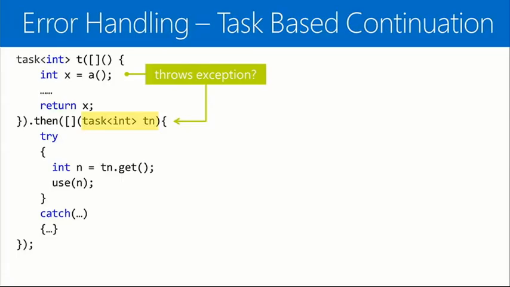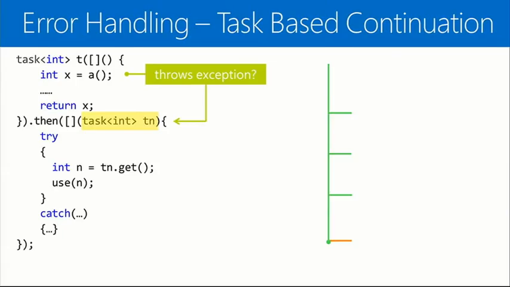Okay? That is a special signal for PPL to say, oh, this is a special type of continuation, and we handle that slightly differently. So what we do here is if any task in the previous chain, in this case it's just one task, if that threw an exception, we take that exception, marshal it all the way to the first task-based continuation. So you have one place where you can handle all the exceptions. Okay? So this becomes more interesting when you have a more complex graph.